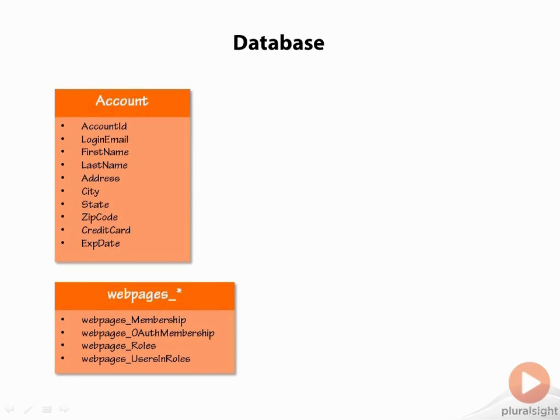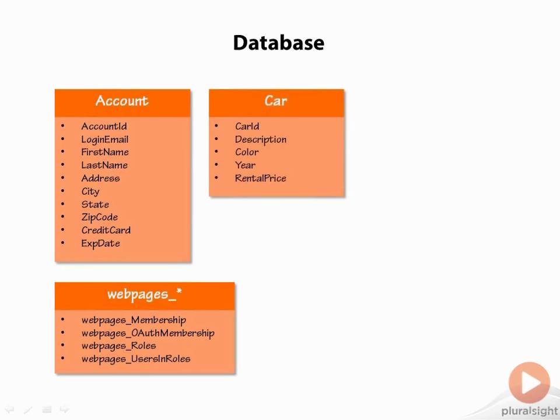The web pages tables, the ones that start with web pages underscore, are used by the simple membership provider, which I'm going to explain in detail as we start using it during the creation of the website. This is going to store user password information for me. The actual user account information, like I said, is going to be stored in the account table. Now, notice the account table has an ID called account ID. This obviously is the key for this table, but it's also going to become important in the next couple of tables that I'm going to show you.